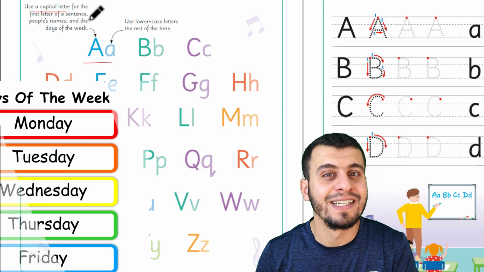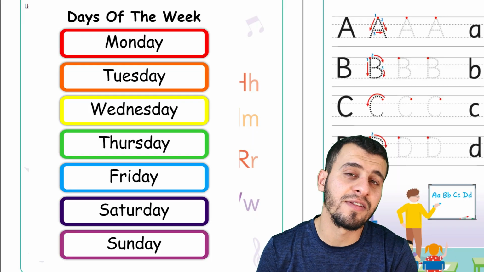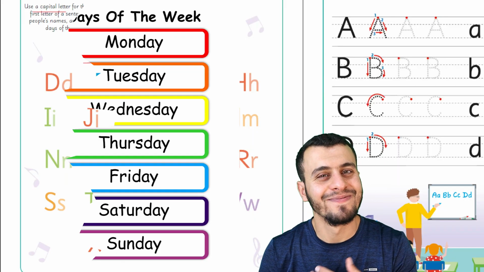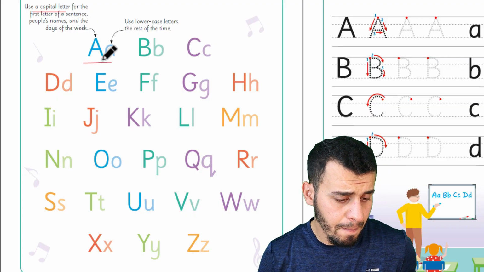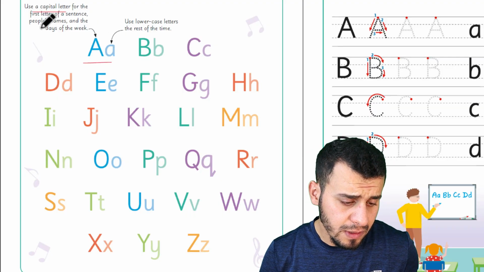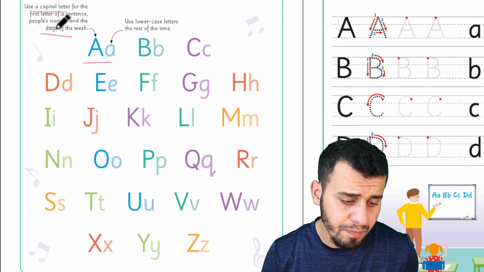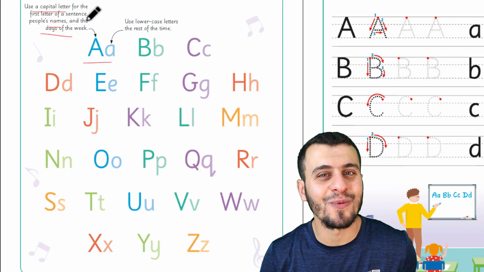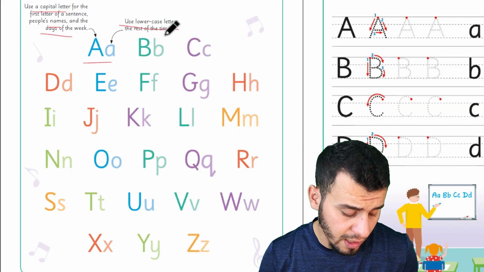Days of the week: Sunday, Monday, Tuesday, Wednesday, Thursday, Friday, Saturday, and so on. Okay? Very good. So that's it. Days of the week, people's names, and we start the sentences with a capital letter. Lowercase, for the rest.